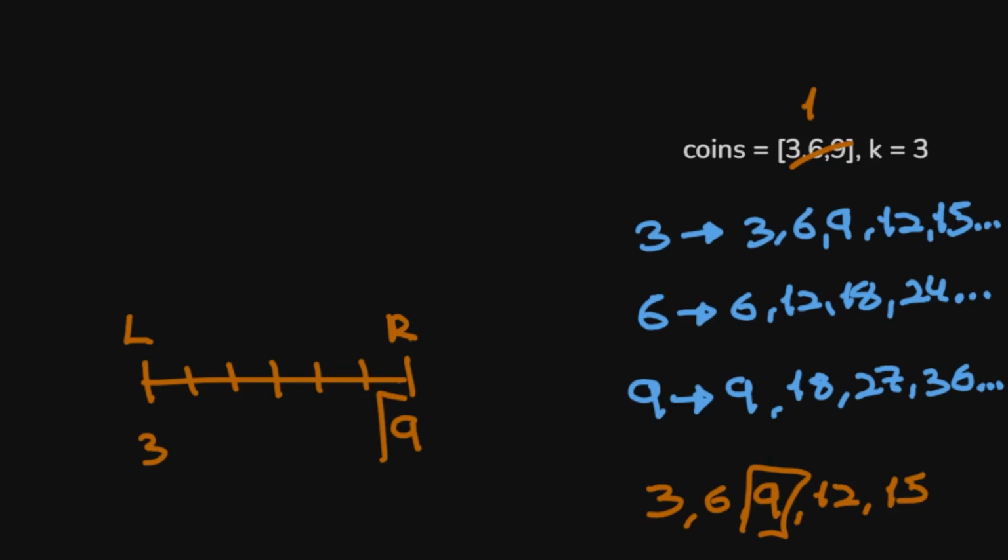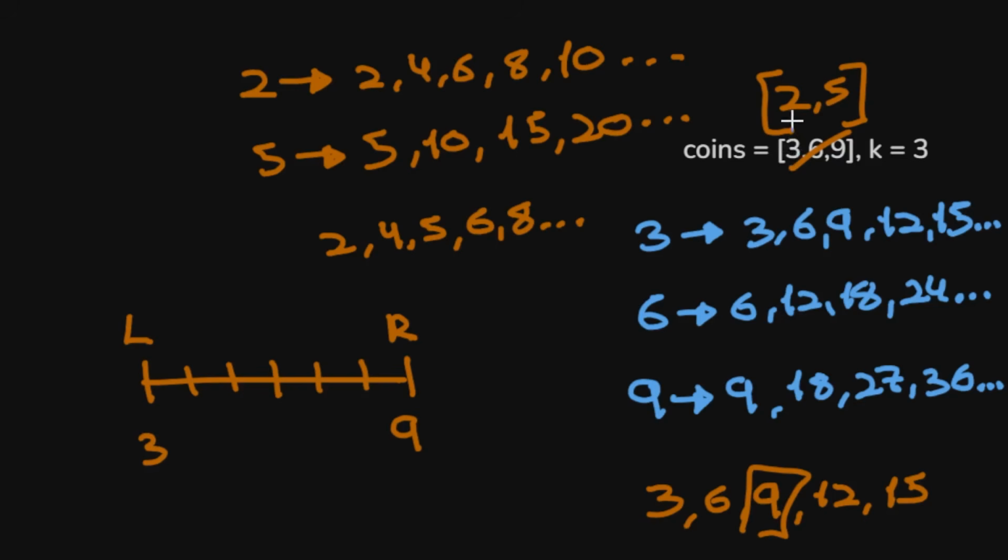And why do we use the minimum number of coins times k for the right bound? Now let's say for a moment that we have these two denominations only, 2 and 5. With 2 we can build the amounts 2, 4, 6, 8, and so on. With 5 we can build 5, 10, 15, and so on. So in order we can build 2, 4, 5, 6, 8, and so on. Here k is 3, so the result is 5, but we are using the minimum number of coins times k for the right bound, meaning 6.